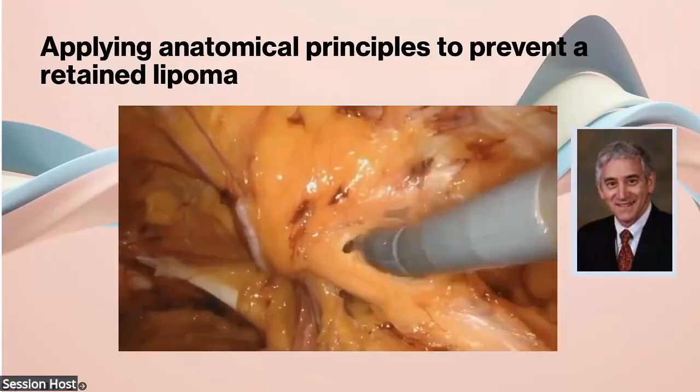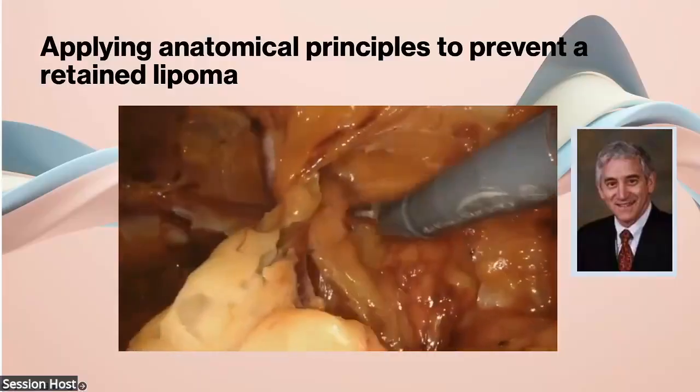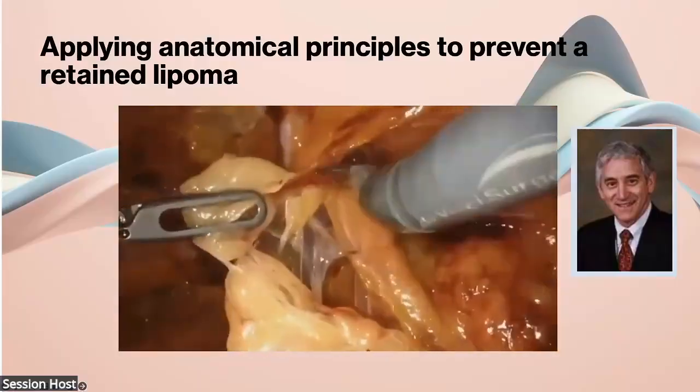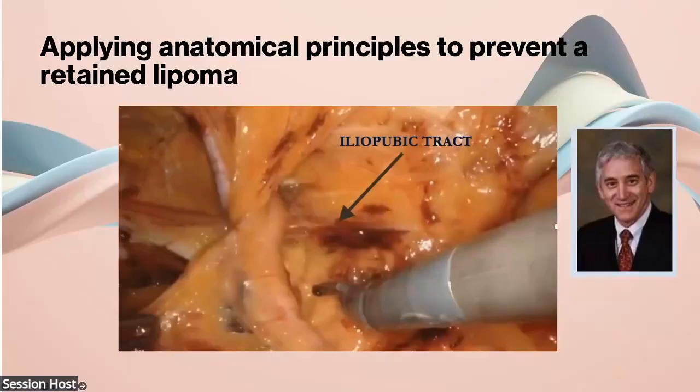Thank you, David. And here is the lipoma, and what you're going to see, which is important for me, is that iliopubic tract. It is the landmark you must always see when you're doing your hernia repair to get the critical view.